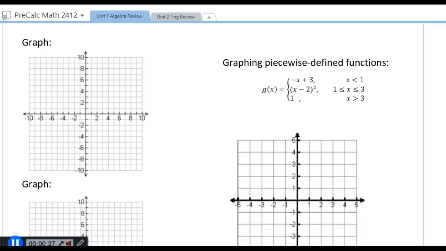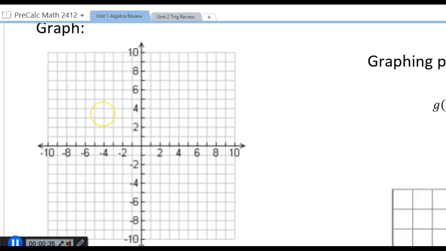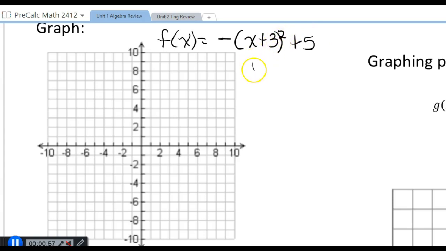Now let's practice graphing transformed parent functions. So let's go ahead and try one of these graphs. Let's say we want to graph the function f of x is equal to negative (x plus 3) squared plus 5. If this is the case, we want to take a look at what our parent function is.